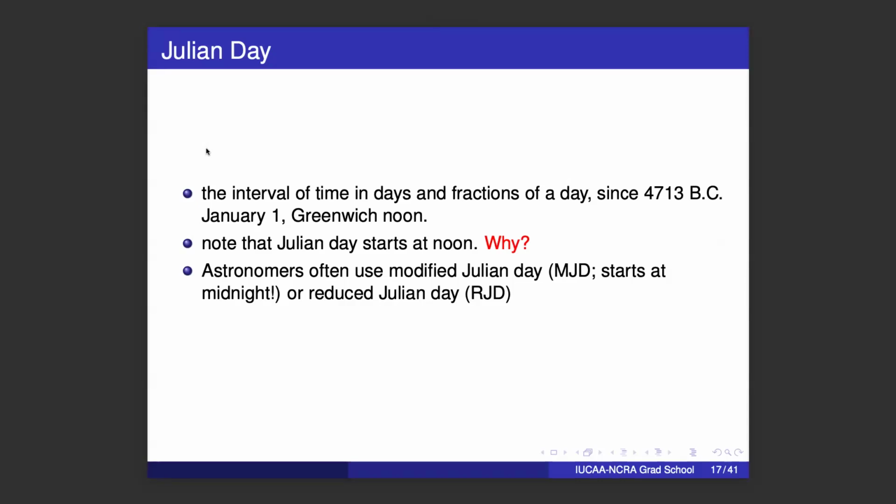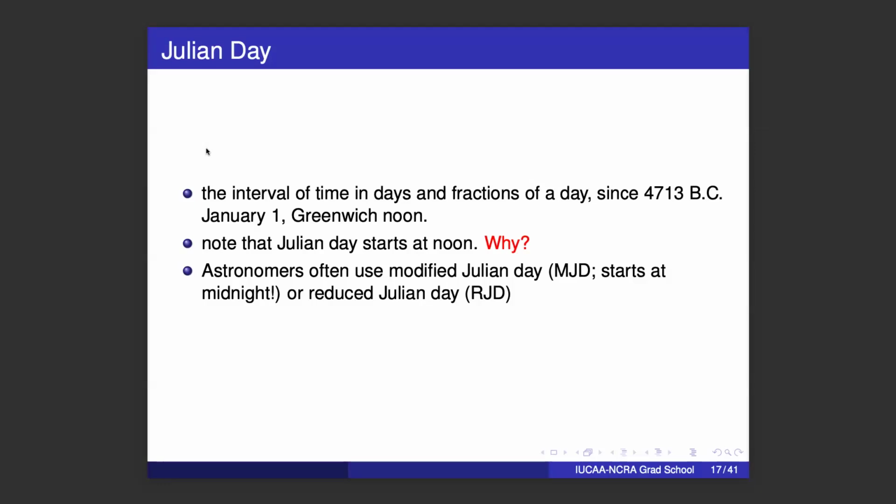The Julian date starts at noon. The reason for that is it's just easier to determine noon. It's very hard to determine midnight via some simple observation. Noon is when the shadow of a stick is the shortest. That's the noon at a particular place.